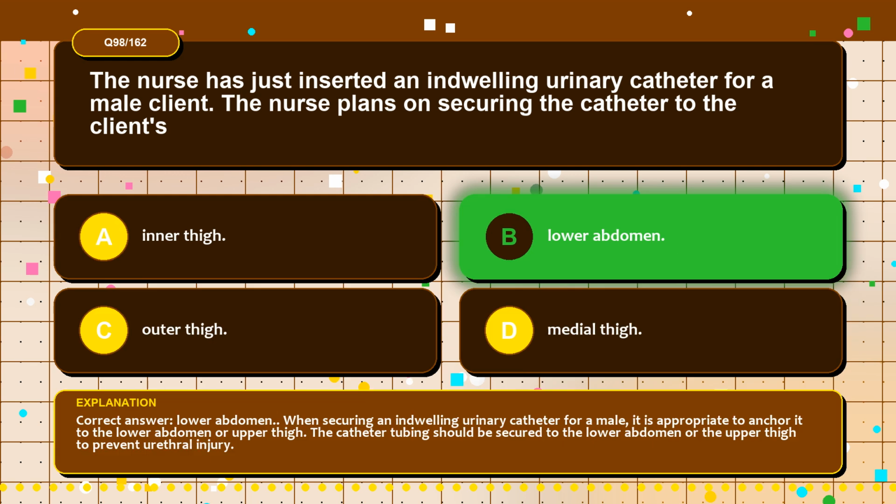Correct answer, lower abdomen. When securing an indwelling urinary catheter for a male, it is appropriate to anchor it to the lower abdomen or upper thigh. The catheter tubing should be secured to the lower abdomen or the upper thigh to prevent urethral injury.